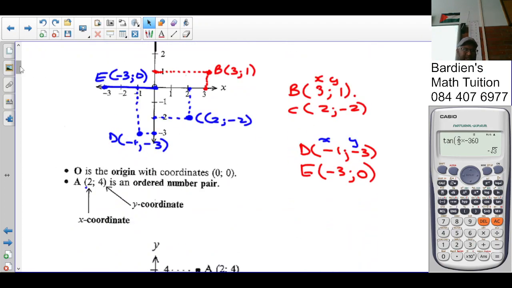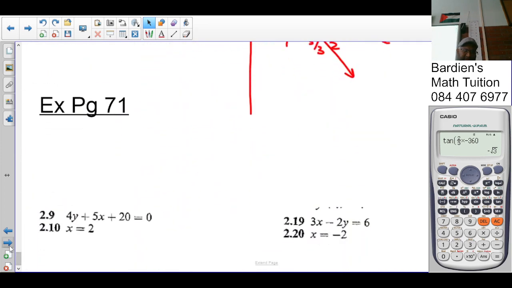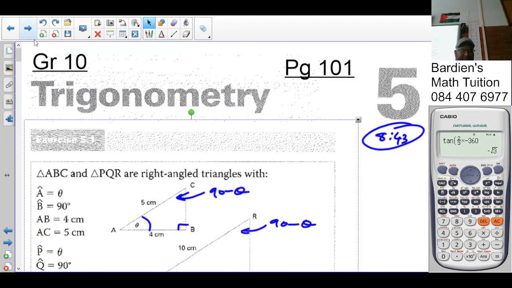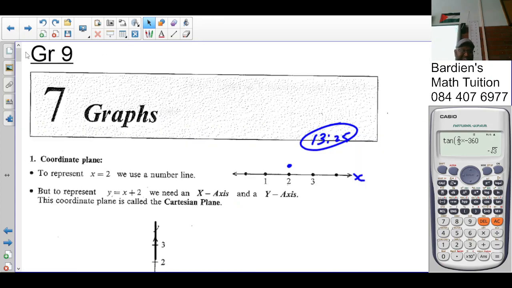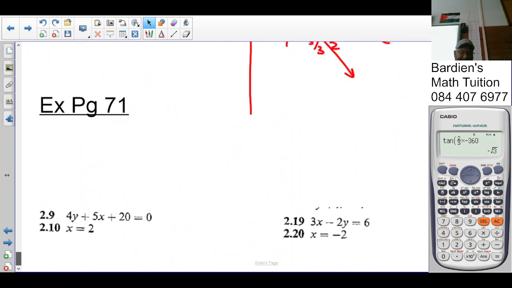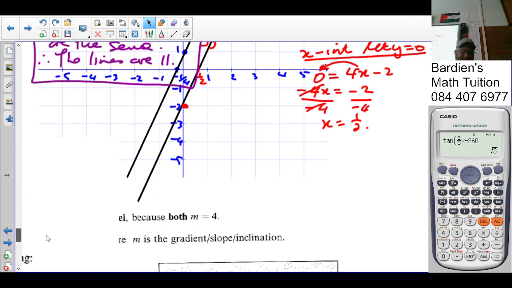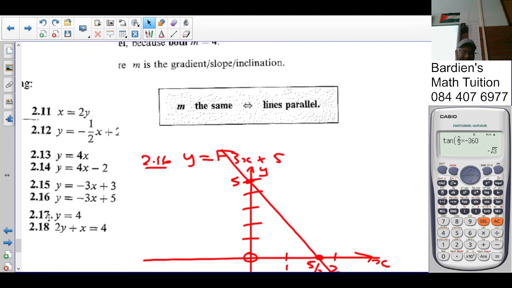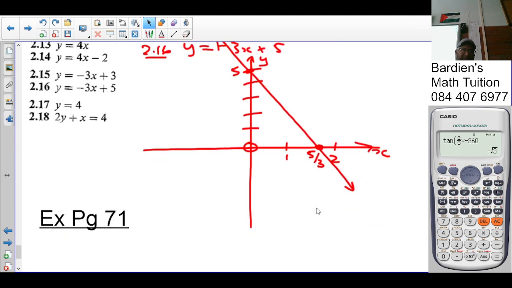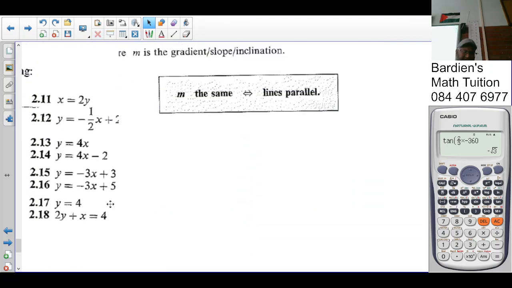You guys had some homework. You were busy with graphs, straight line graphs, no? Whoops, that's grade 10. Not yet. What was the homework, people? The sums that you have not completed, okay? So let's do this.